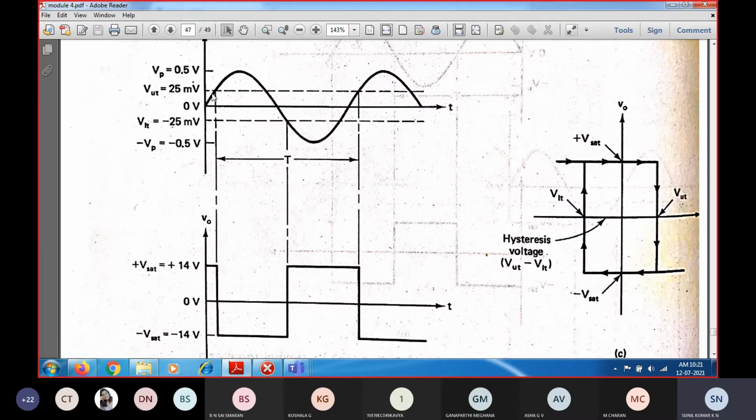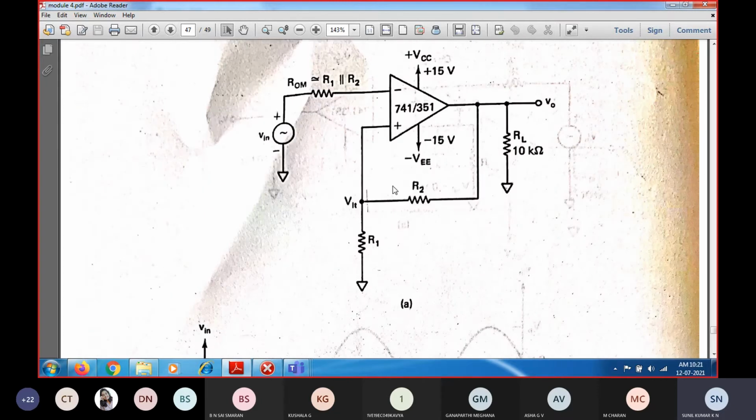Assume this upper trigger point is 7 volts, which is nothing but due to equal value resistances. Till the input is less than 7 volts, the output will get saturated in the positive direction at 14 volts only. Whenever the input voltage increases above 7 volts, the inverting terminal voltage will be greater than the non-inverting terminal voltage.